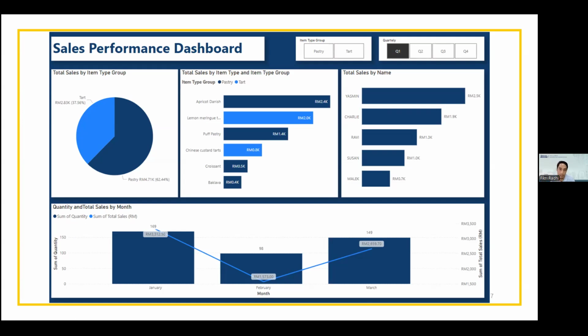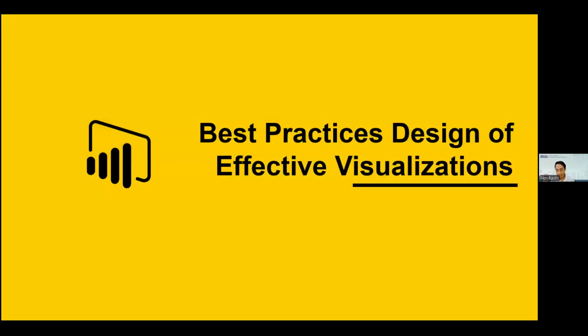The top one is the title of this dashboard or report, and on the right side at the top is the filtering. You can choose, easy to understand. I can guarantee this is easy to understand for everyone. Okay, so then the best practice design of effective visualization: we understand what the important things are and how to create a good dashboard or report for the stakeholders so that everyone will understand it.